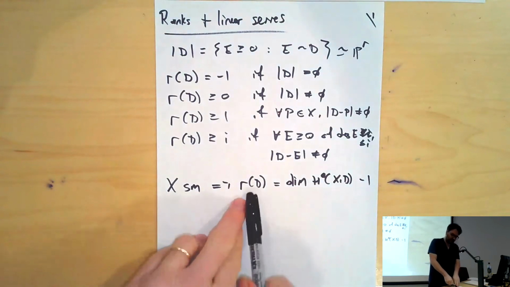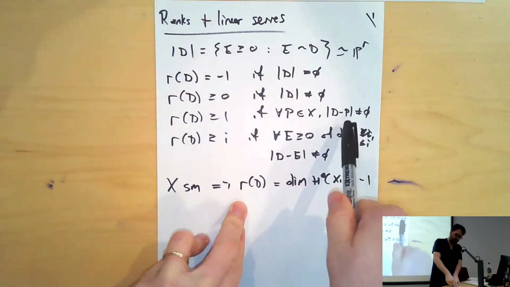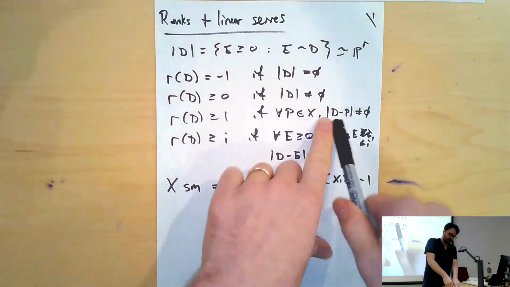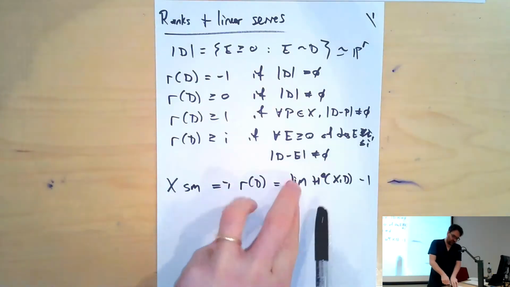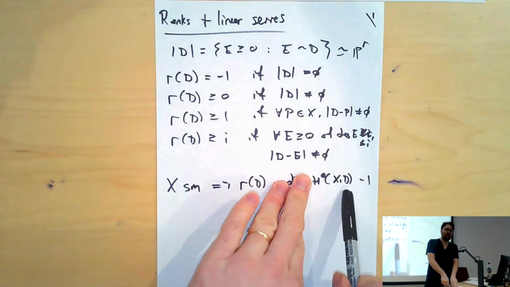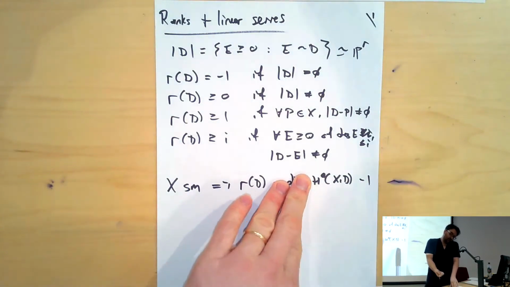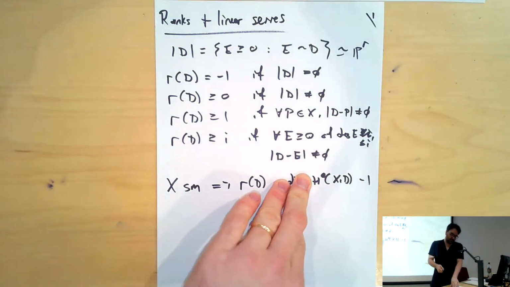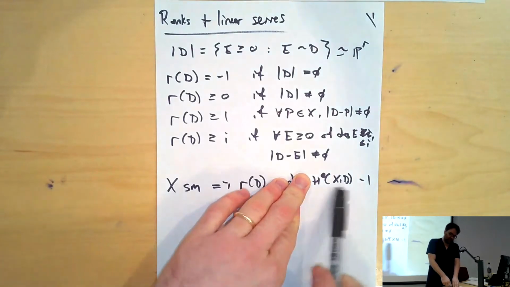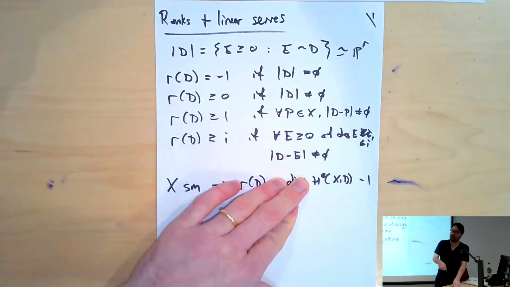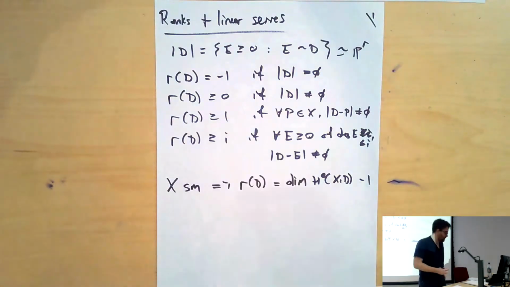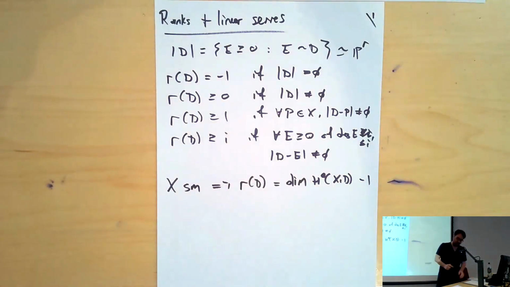And I claim this is pretty clear. Somehow this condition of D minus a point, H naught of D minus P, its dimension can only differ from the dimension of H naught of D by at most 1. It might be the same, that can happen, but it can only decrease by 1. And so the dimension of this, you should think of these as the maximal number, this rank is the maximal number of linearly independent conditions you can impose on the divisor D.